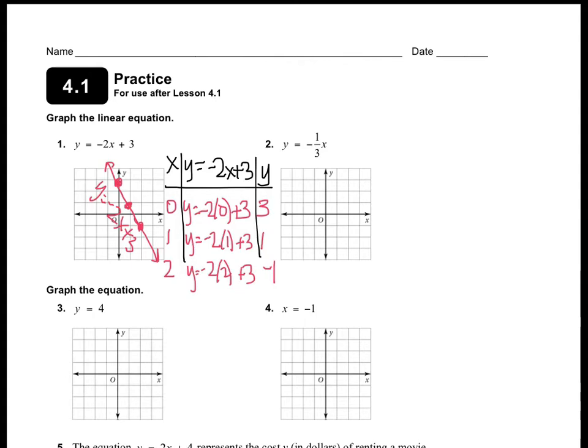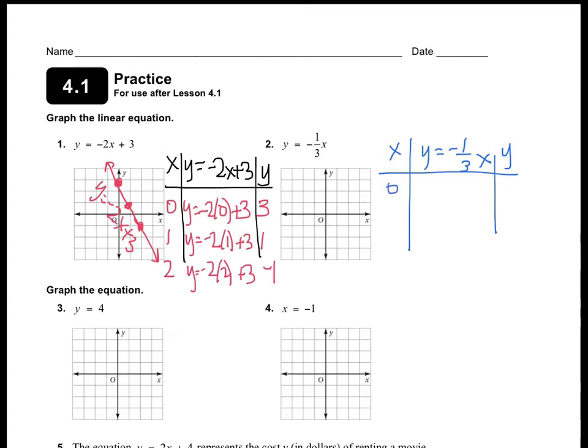So I've got this equation, y equals negative 1/3 x, so I have to pay attention to the negative sign and the fraction when I go to graph. And since I get to pick the numbers, I'm going to pick numbers that are friendly with 1/3. And we talked in class about how to make friendly numbers, and it's going to be multiples of the denominator.